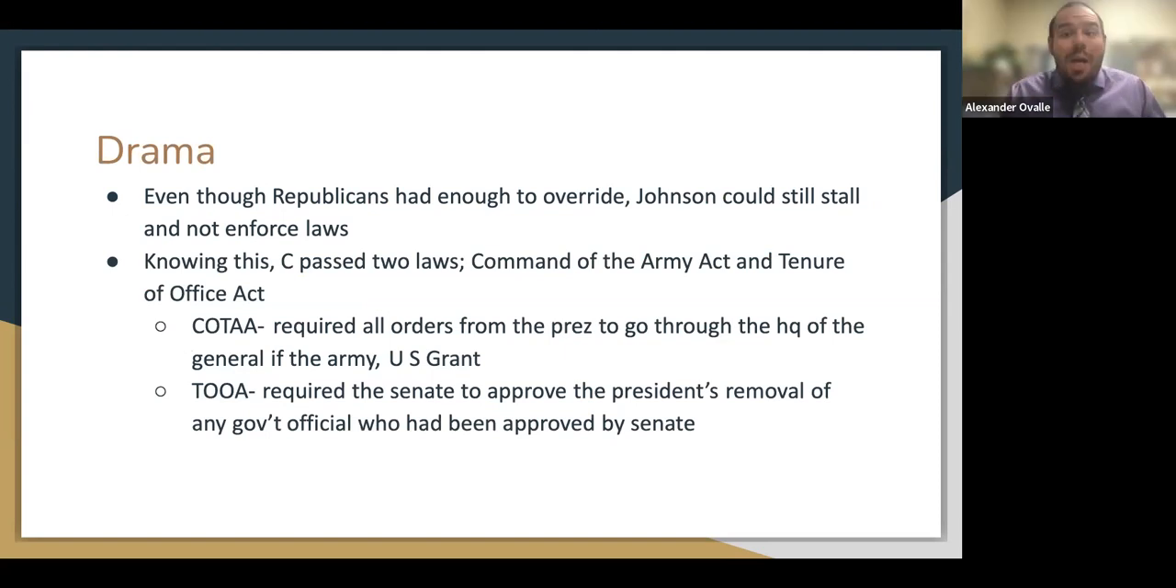Drama. We love drama. Even though Republicans had enough votes to override, Johnson could still stall and not enforce laws, like Jackson. Knowing this, Congress passed two laws, the Command of the Army Act and the Tenure of Office Act. The COTA required all orders from the president to go through the headquarters of the general of the Army, like Ulysses S. Grant. The TOA required the Senate to approve the president's removal of any government official who had been approved by the Senate. So if the president says, I don't like that guy, you're fired, it now had to be approved by the Senate.